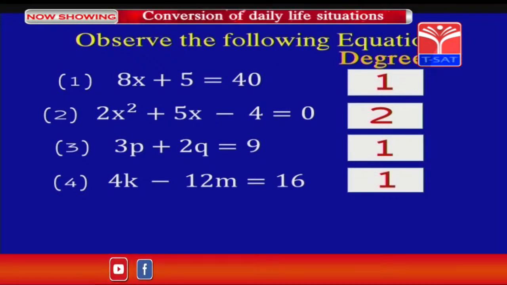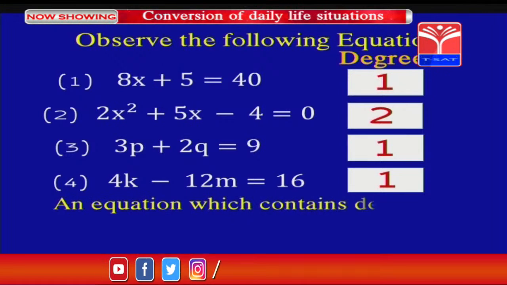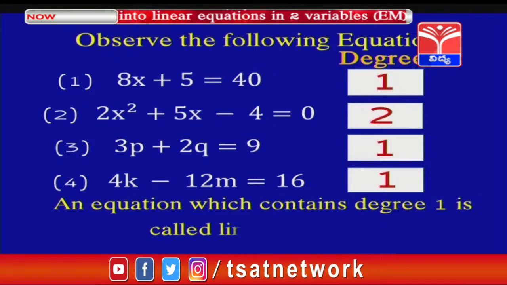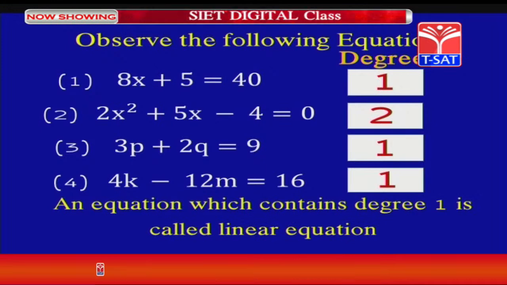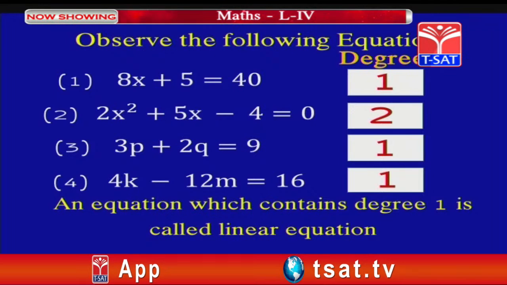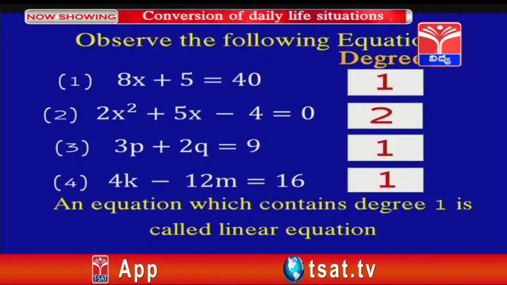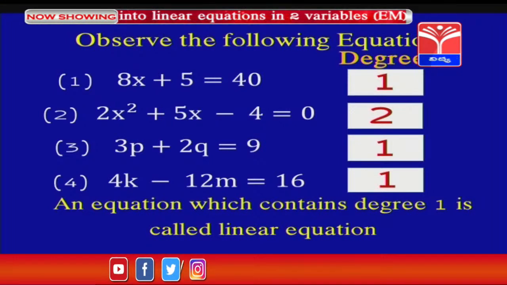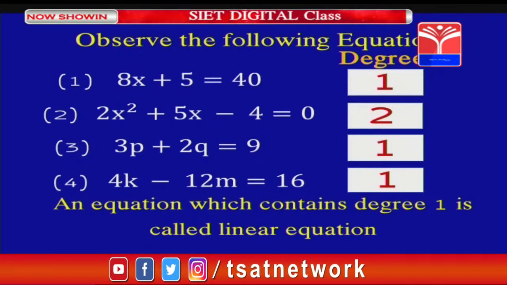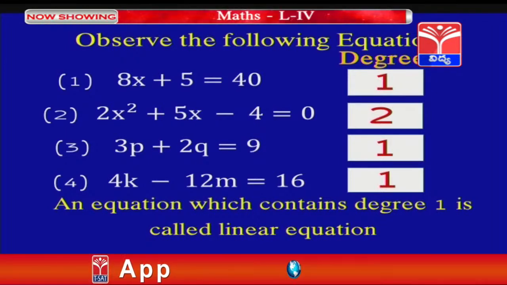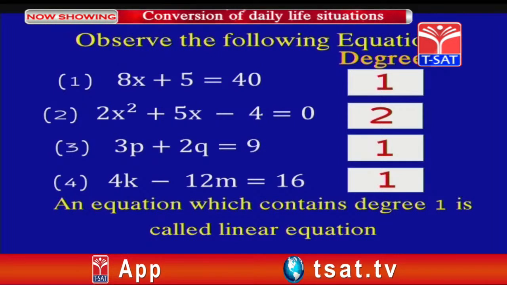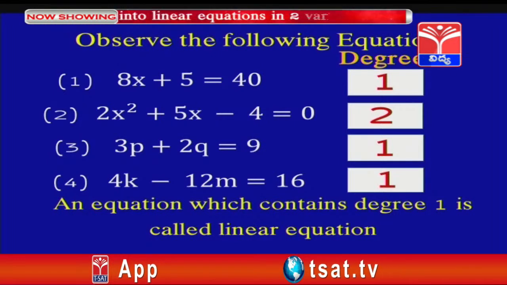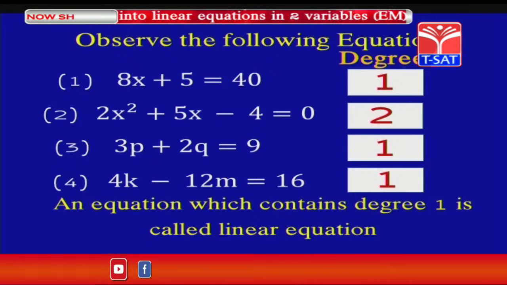An equation which contains degree 1 is called a linear equation. Once again, an equation which contains degree 1 is called a linear equation. Now, tell me which are the linear equations in the above examples? First one, third one, fourth one. These three are the examples of linear equations, because these three contain first degree equations.